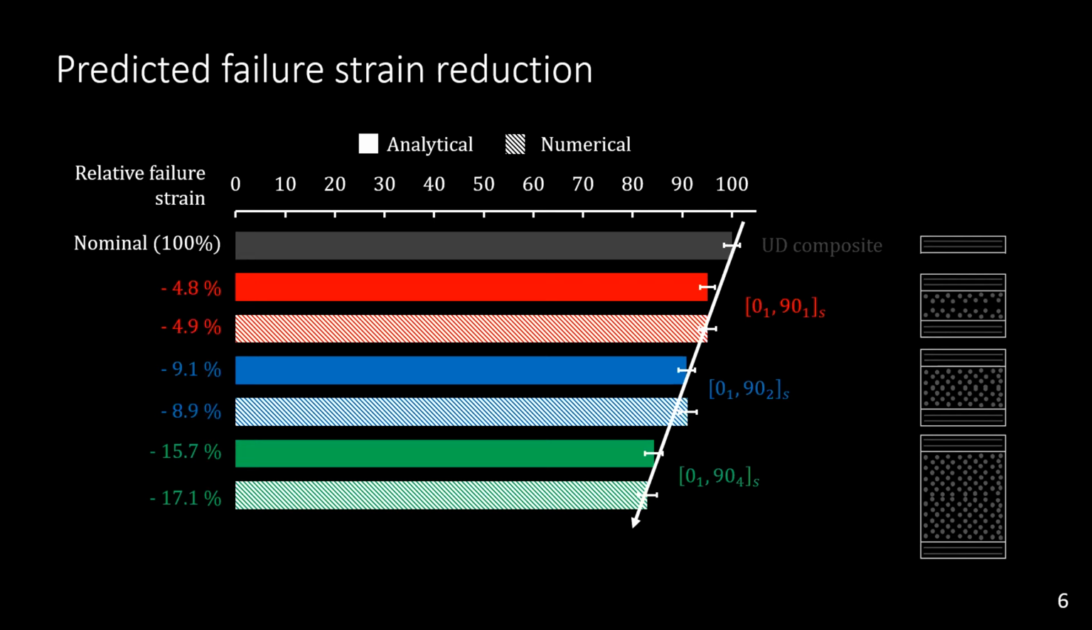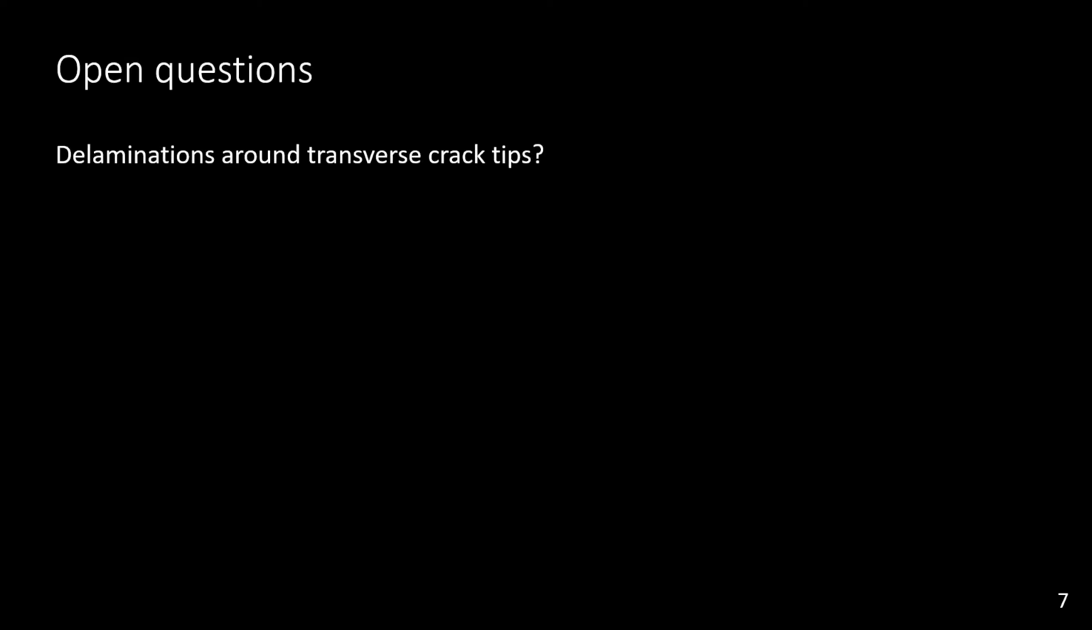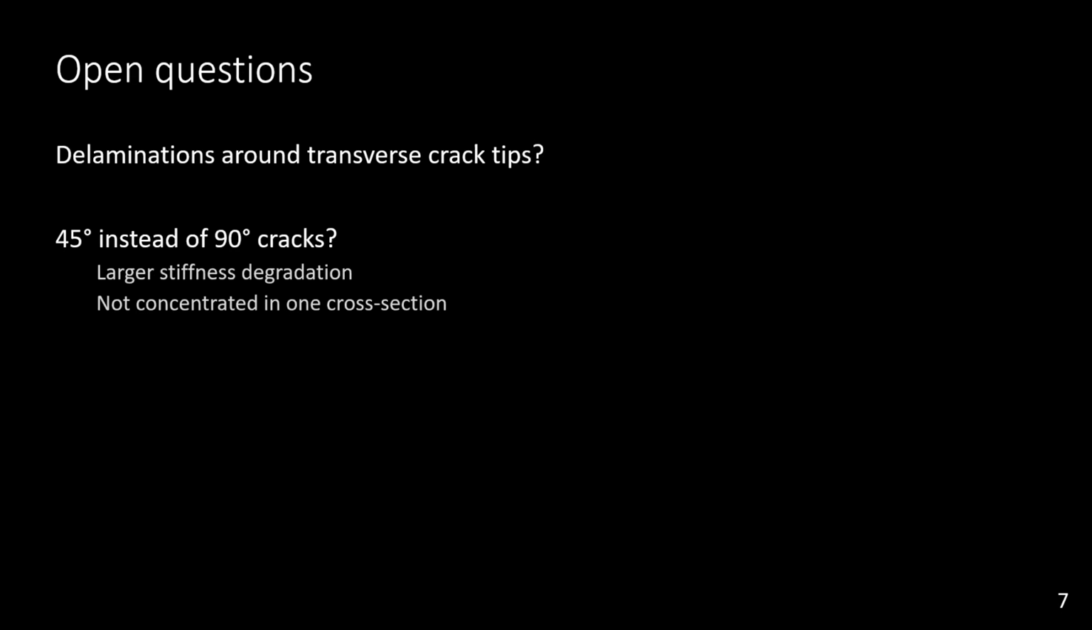And it's a bit in line also with what other people have reported, that transverse cracks can actually significantly drop the 0-degree ply strength. Now, there are still a few open questions. We've not modeled delaminations around the transverse crack tips, and I think that will magnify the effect. And we've also done this only for 90-degree cracks. When you have 45-degree cracks, things change. You have a larger stiffness degradation, potentially larger stress concentration, but they will not be concentrated in one cross-section like with a 90-degree crack. So I don't know whether that's worse or better. That would have to be modeled or done experimentally to check.